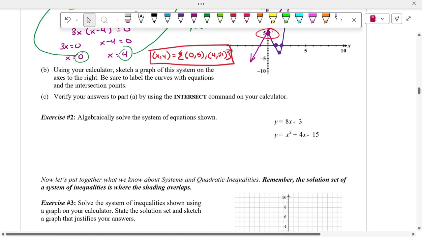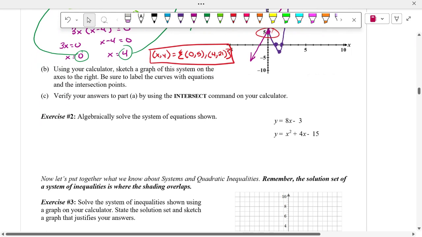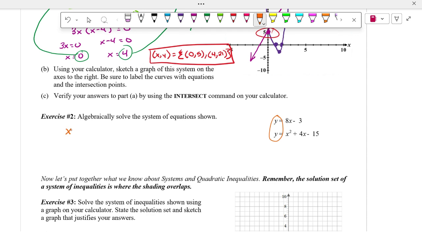All right, so let's do the same thing to solve this system. They're both equal to y, so that means we can just set them equal to each other. So I have x squared plus 4x minus 15 is equal to 8x minus 3. So what do I do to solve first? Subtract the 8x and add the 3. That goes away. x squared minus 4x minus 12 is equal to 0.